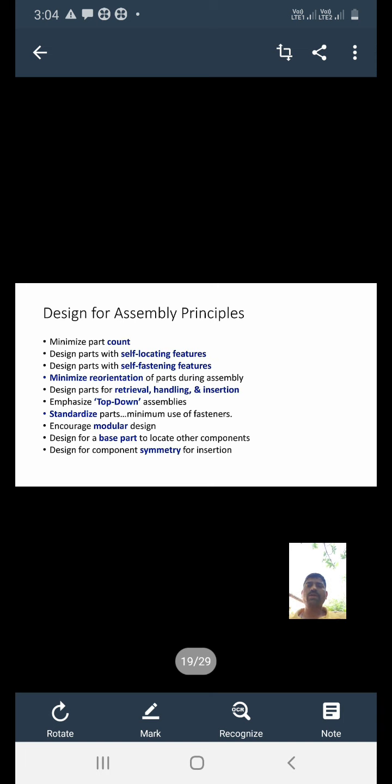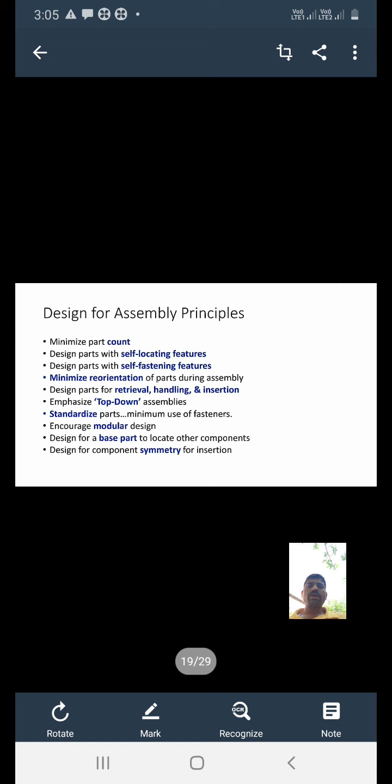Next is the design for assembly principles. We'll see one by one. Minimize the part count, first the part count should be less. Design parts with self locating features. Design parts with self fastening features. Minimize reorientation of the part during assembly. Reorientation means you have to make the orientation of the part during assembly once. Design parts for retrieval, handling and inspection.